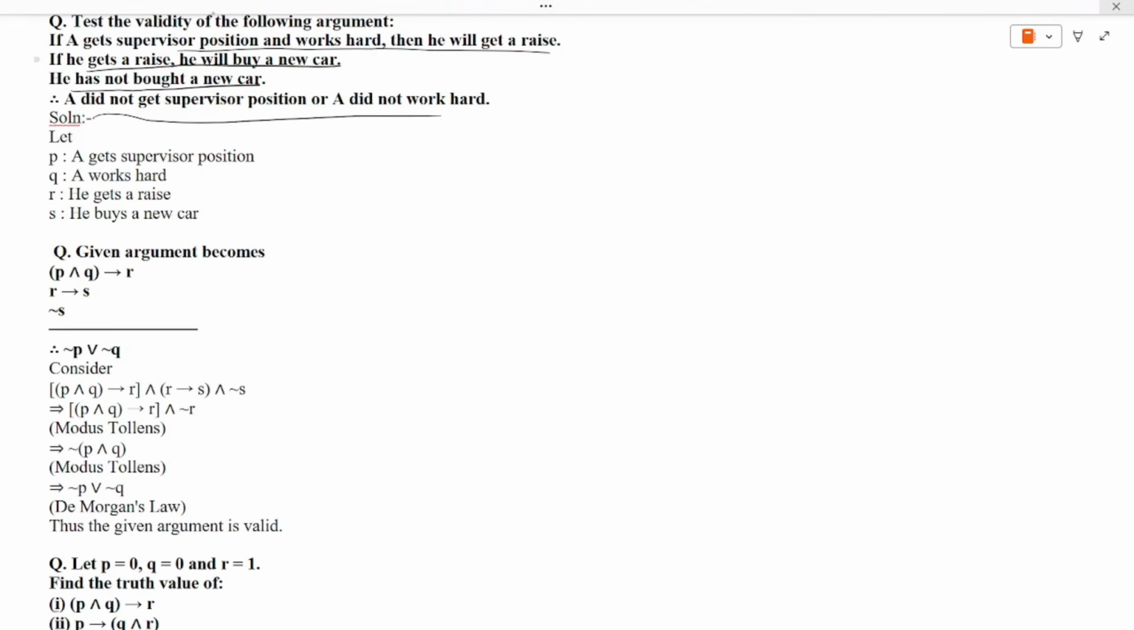Now see what they have given. If A gets supervisor position and works hard, then he will get a raise, right? That is P. If he does that, then he will get a raise, that is R. Next they have given if he gets a raise, he will buy a new car. Now therefore he did not buy a new car, that is negation. Now what will he be doing?